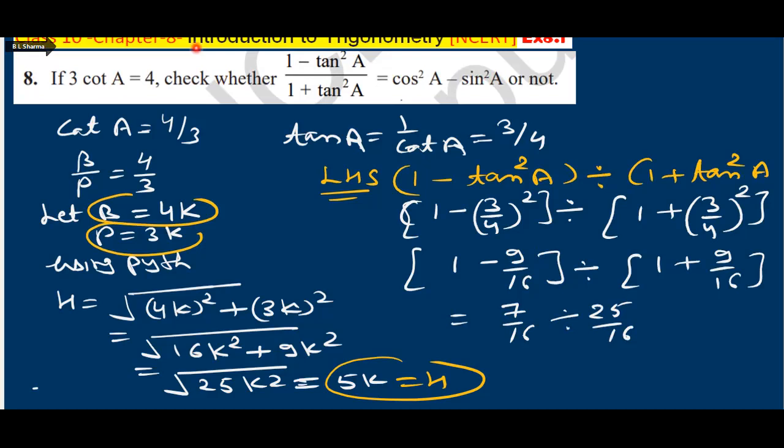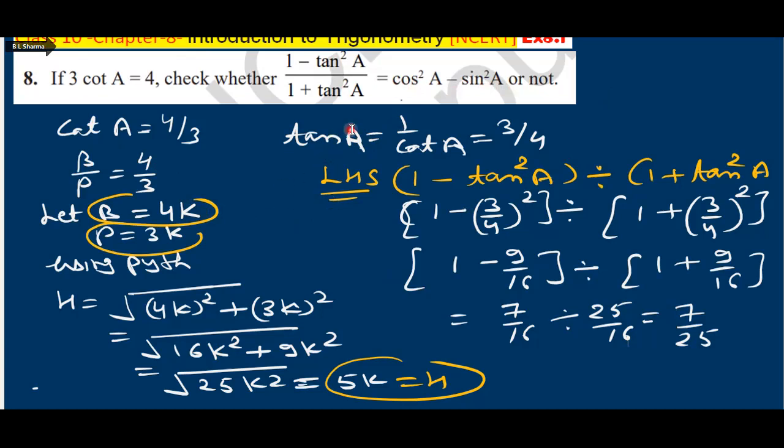So 16 and 16 cancel. That is 7/25. That is the left hand side of this. Means 1 minus tan square A upon 1 plus tan square A is 7/25. Now we have to verify that equal to cos square A minus sin square A.